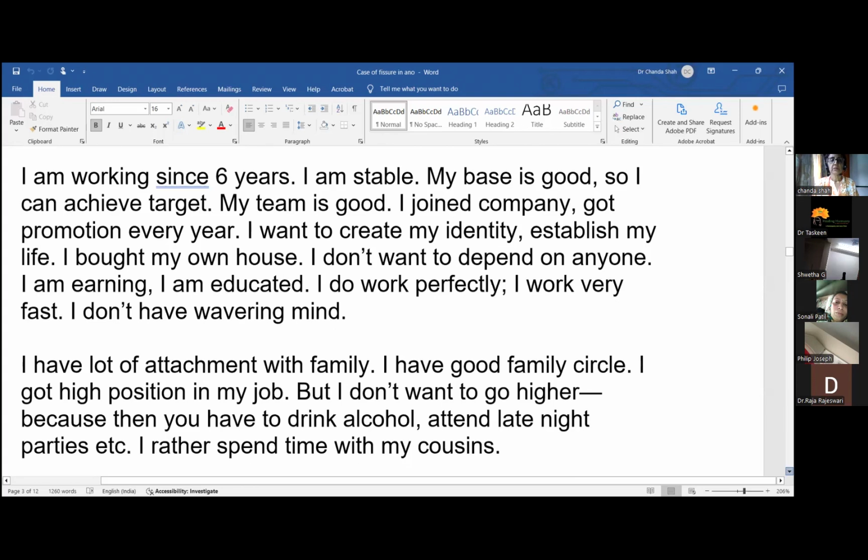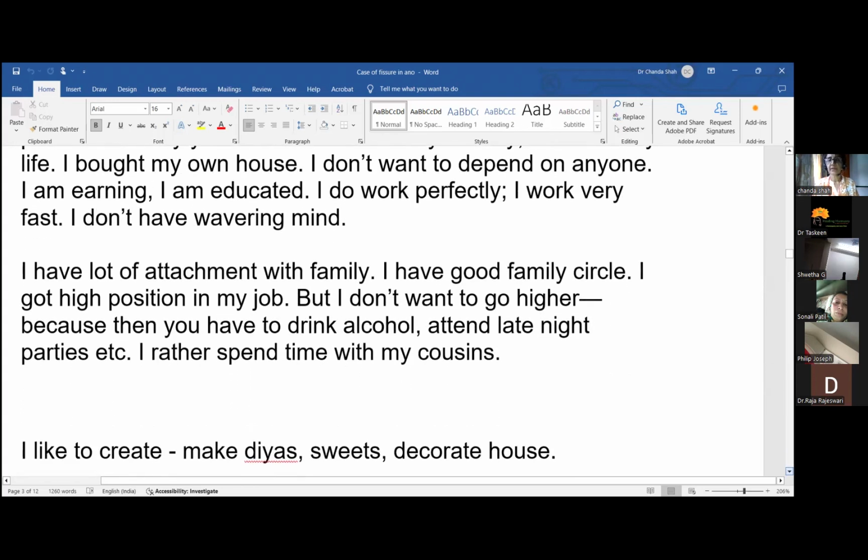Now, then she's saying I have a lot of attachment with family. I have good family circle. I got high position in my job. But I don't want to go higher because then you have to drink alcohol, attend late night parties. I'd rather spend time with my cousins. Okay? So this is very important.